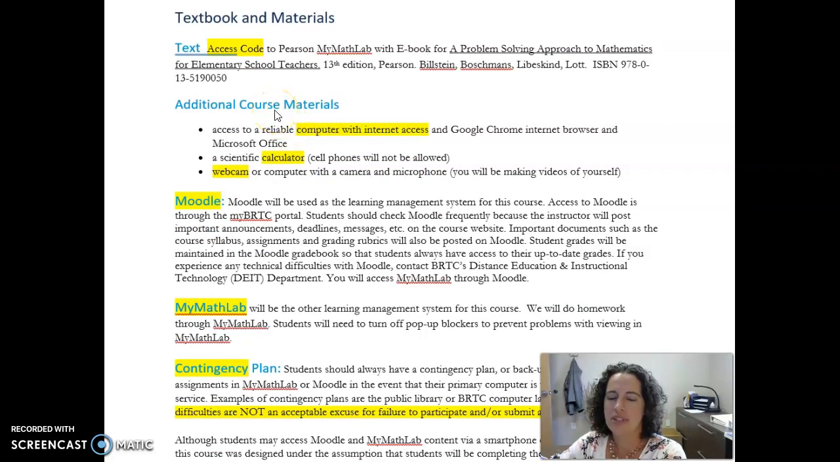Additional course materials, since this is an online class, I need you to have a computer with internet access. Okay. Chromebooks don't work the best with Moodle and Respondus, but I think to do your homework or something, it would probably be okay. And then you can just jump into a school computer somewhere, desktop, to use for the test or whatever. I do need you to have a scientific calculator.